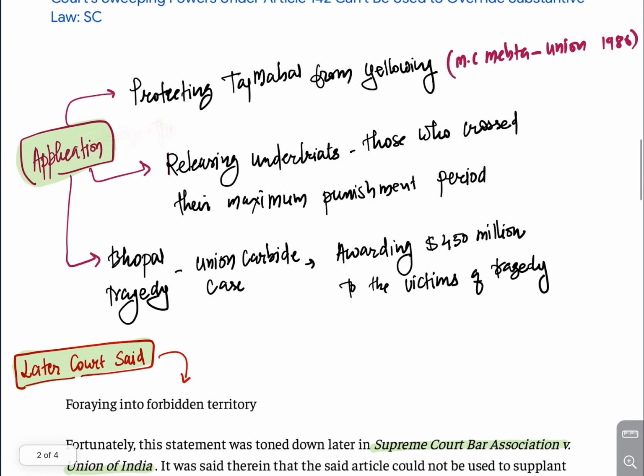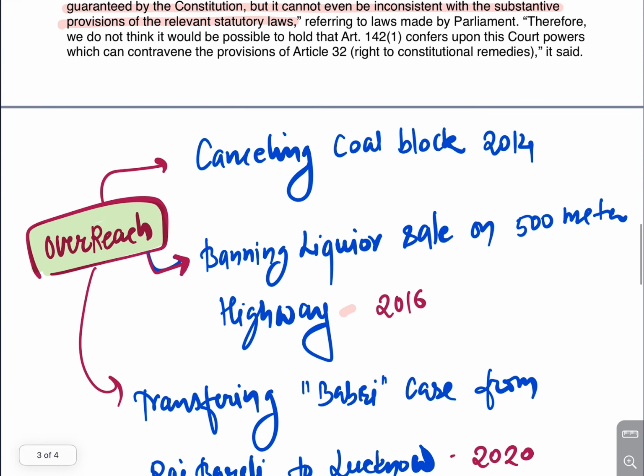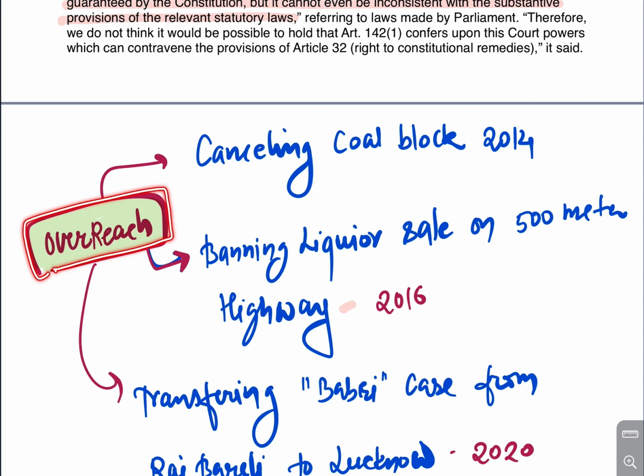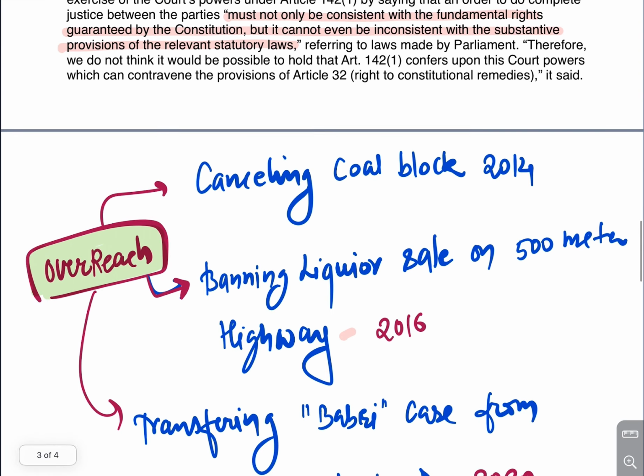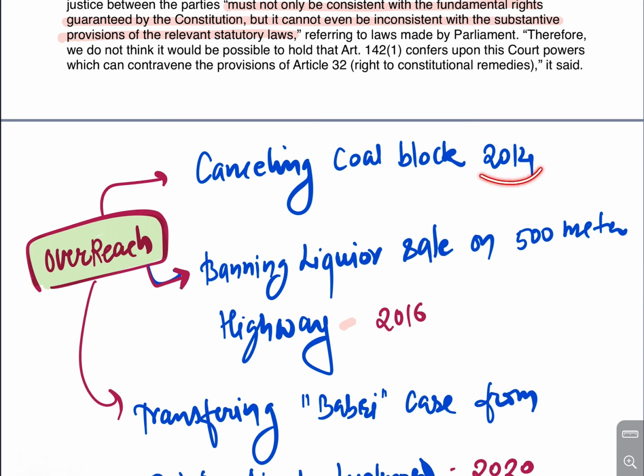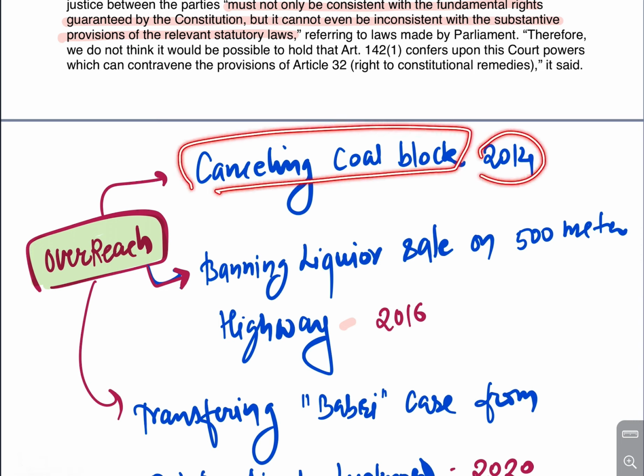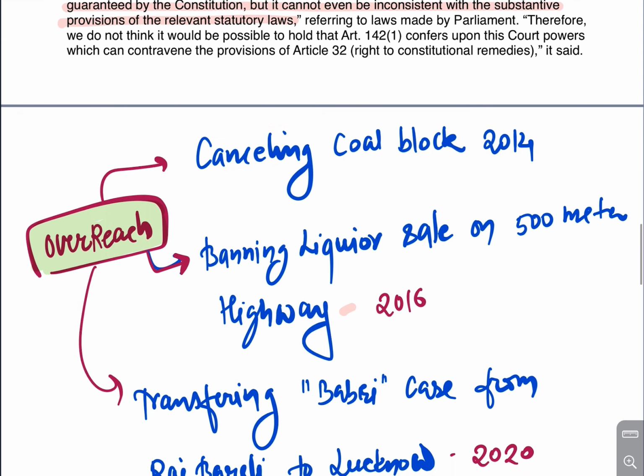So remember this. These are the cases where Article 142 has been used as a tool to do complete justice. But there is a criticism about this article, that it has been used as overreach and has crossed the limits of judicial scrutiny. For example, in 2014 the Supreme Court cancelled coal blocks which it saw were not properly allocated following the procedure, right? Cancelling the coal blocks in 2014 was seen as judicial overreach because it affected many industries and many people. So that was one case.